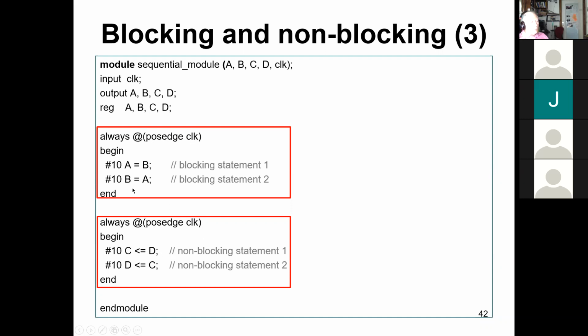Then here we have the equal sign only. So these are blocking. And here we have the less than equal sign. So these are non-blocking. Now, here's the way this works. When clock changes, both these always blocks are going to execute simultaneously. In this one, B is going to be assigned to A, but there's a 10 nanosecond delay. So that 10 nanosecond delay will run completely, well, in the simulation. Of course, remember, these timing delays only count in your simulation.